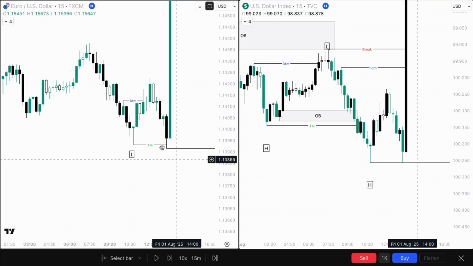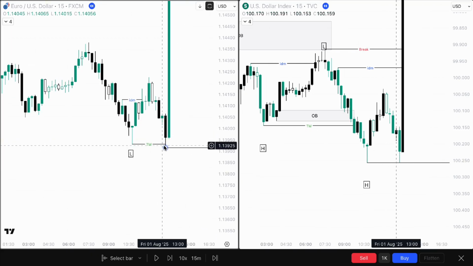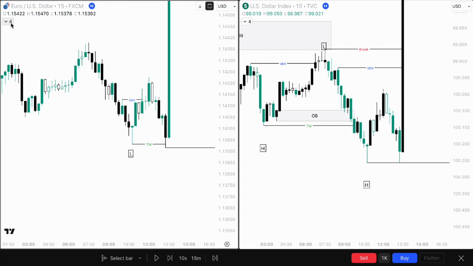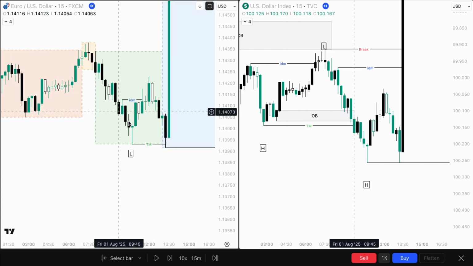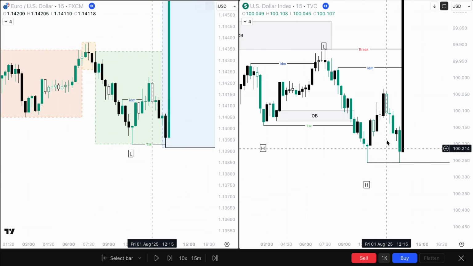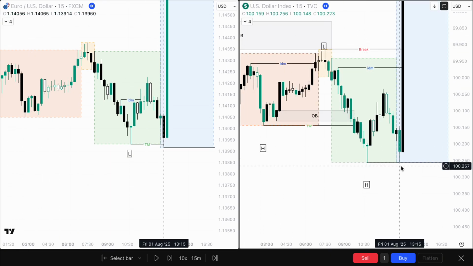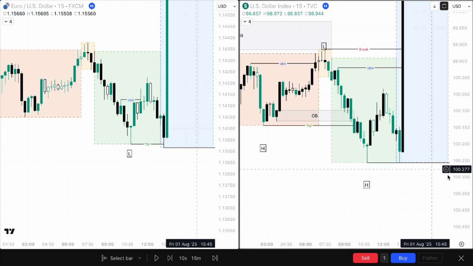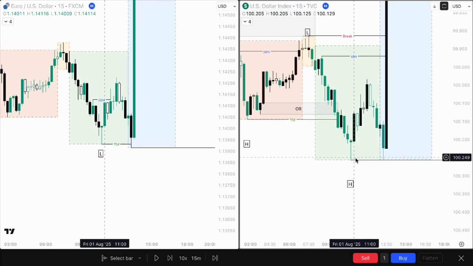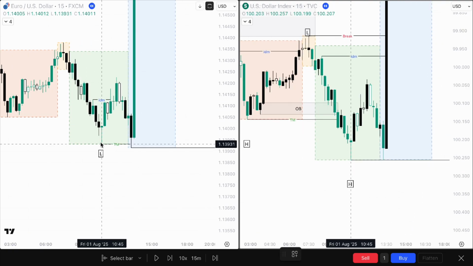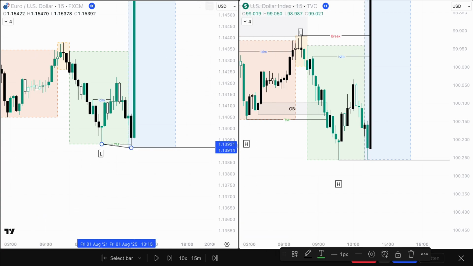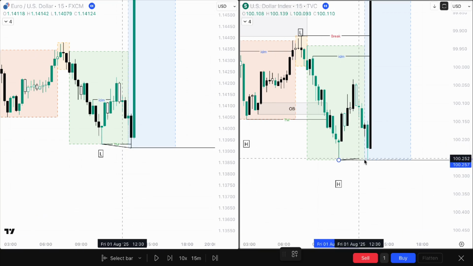So what we can see is that EURUSD made a sweep of this low, right, which was also a market session liquidity. So this is New York and this is London, while DXY has failed to do a sweep. So as we can see, this low is higher than this low, and therefore this is already an SMT between these two assets. Okay, SMT here and here.